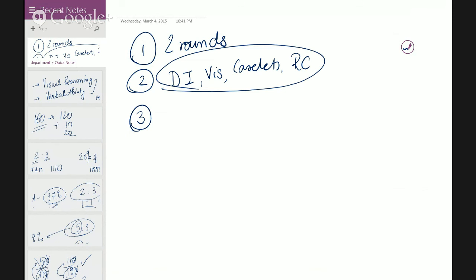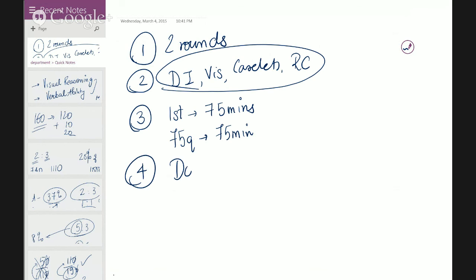And number three, in the second round, whatever questions you do in the first round, make sure you do the questions in 75 minutes, so that for the above areas you get 75 questions in 75 minutes, which is 1 minute a question. All right. And number four, don't bluff. Final advice from my side: don't ever bluff. If you don't have time, manage time, but don't bluff, because bluffing is not going to give you anything.